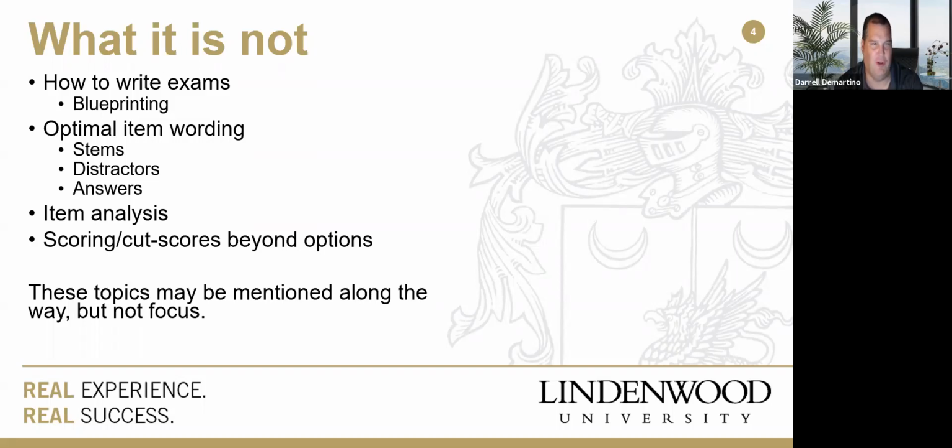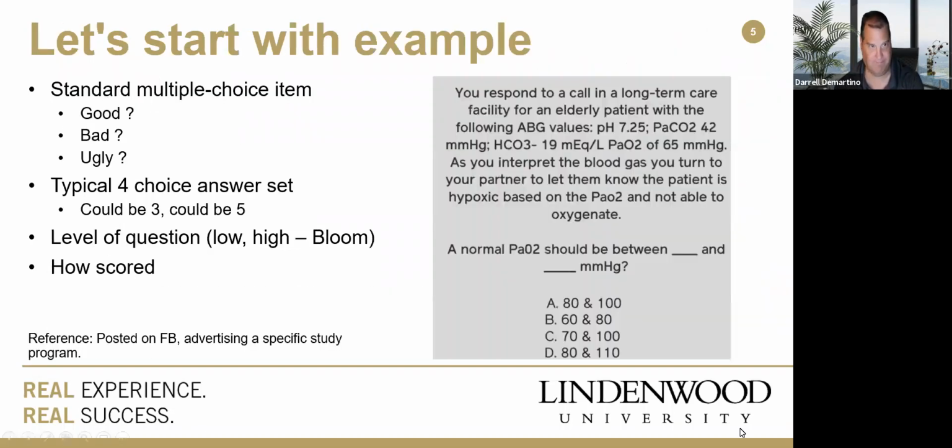I'm really going to talk more about item types rather than what is the best way to phrase that, although we will make some mention of that. Obviously, item analysis, the statistical analysis after someone's taken an exam, and setting cut scores are other things that are relevant to testing, but not going to be covered here. I do mention them along the way, but I really want you to be aware of what we're going to cover, and what other things are really relevant in the exam writing world.